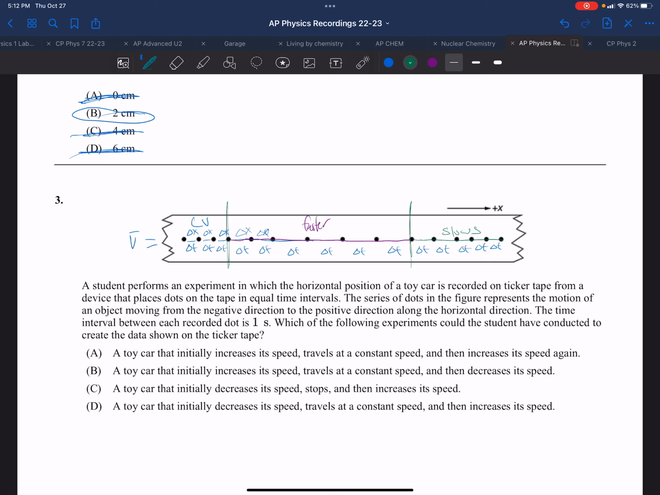All right, so now we want to know about the toy car and the ticker tape. Time interval is 1 second. Which of the following experiments could the student have conducted to create the data shown on the ticker tape? All right, so now we have something that's kind of constant velocity, going faster and slowing down. A: a toy car initially increases speed, travels at constant speed, and then increases speed again. Well, this is clearly showing slowing here at the end.